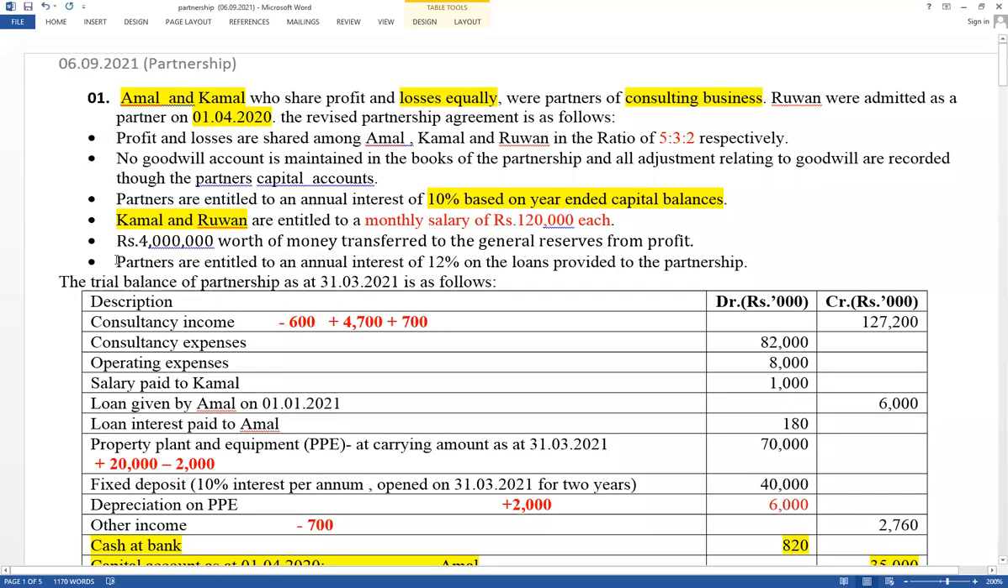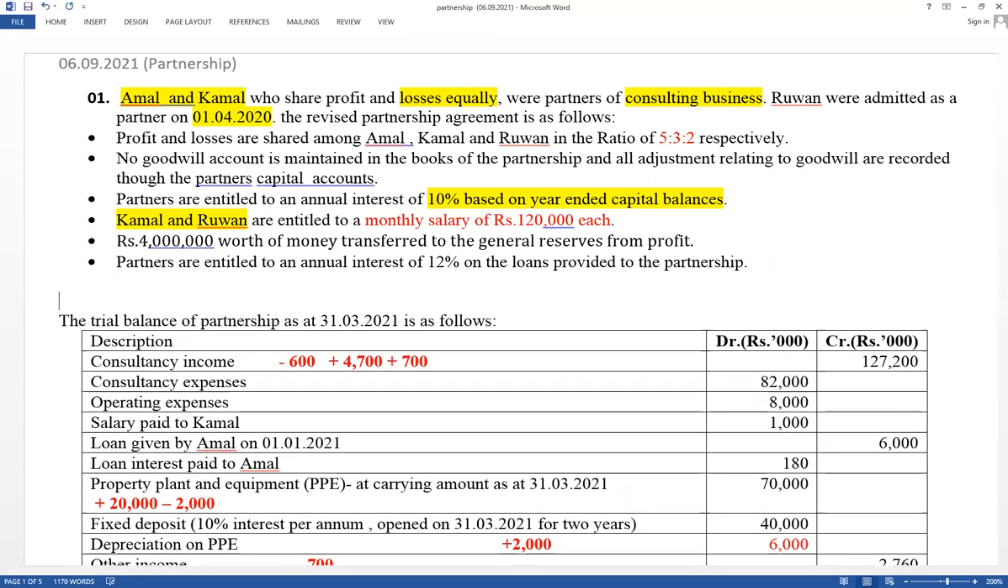Think about the last one, agreements. Relevant for loan interest: partners are entitled to annual interest of 12% on a loan provided to the partnership. It has given a loan, so at the same time, try to calculate the loan interest also. Think about the loan account balance: it has given Amal 6,000. This loan is given by the partner.